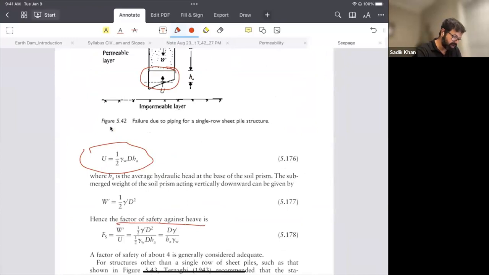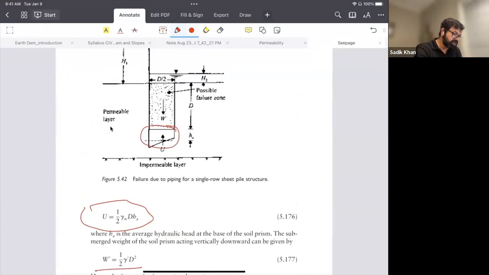We need to calculate the weight. We need to consider a soil prism, and find out the weight of the soil in the soil prism, and then the uplift force on the soil prism. If the uplift force is higher than the weight of the soil, then we'll have a heave. If the weight of the soil is higher than the pressure coming from the water, then there is no heave. So basically we need to find out the U.